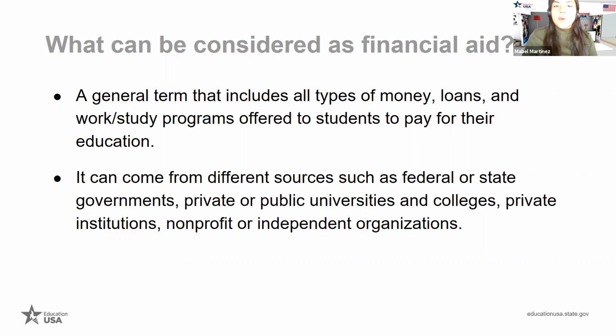Okay, so where can they come from? They can come from different sources, such as federal or state governments, private or public universities and colleges, private institutions, non-profit or independent organizations. So there are a lot of financial aid sources that you can look up, that you can search for, and that you can definitely apply to if you fulfill the requirements and the profile to cover your studies.